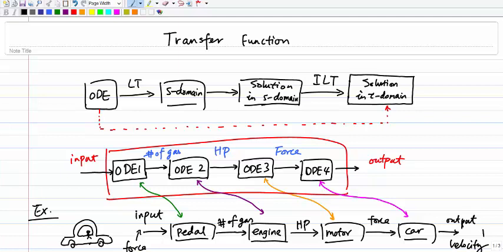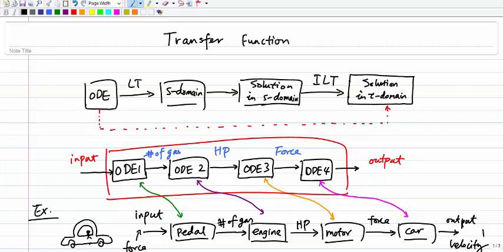So the basic step is we first use the Laplace transform to write the ordinary differential equation into its S-domain, and then find a solution in the S domain, because typically we only have algebraic equations, so it becomes simple to compute a solution in the S domain. And then we use the inverse Laplace transform to find a solution in the time domain.